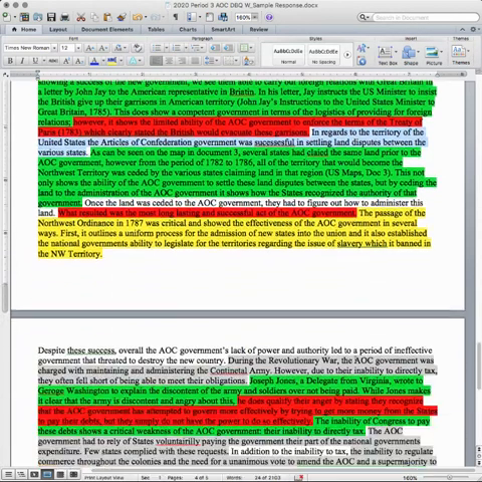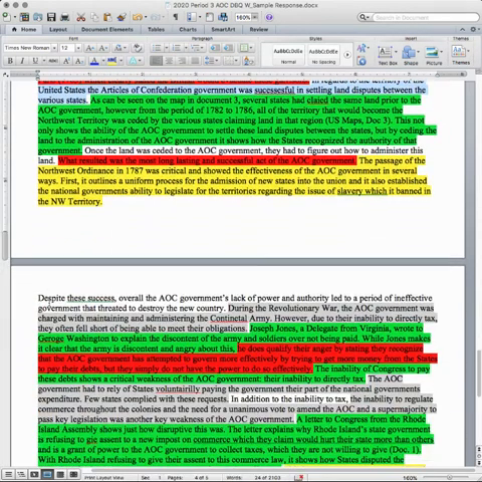Let's keep going down to the next body paragraph. So here is my, see, look at the transition. Despite these successes, so I'm saying despite what was good, overall, the AOC government's lack of power and authority led to a period of ineffective government.